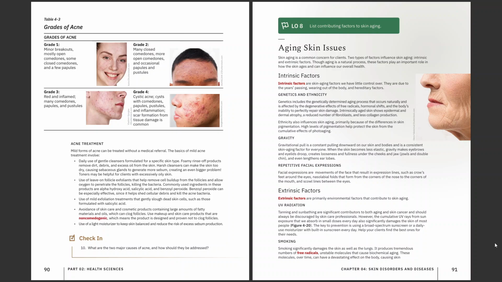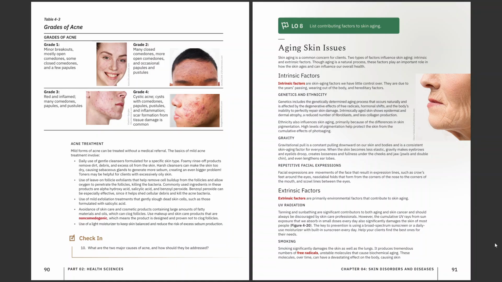Acne treatment. Mild forms of acne can be treated without a medical referral. The basics of mild acne treatment involve daily use of gentle cleansers formulated for a specific skin type. Foamy, rinse-off products remove dirt, debris, and excess oil from the skin. Harsh cleansers can make the skin too dry, causing sebaceous glands to generate more sebum, creating an even bigger problem. Toners may be helpful for clients with excessively oily skin.